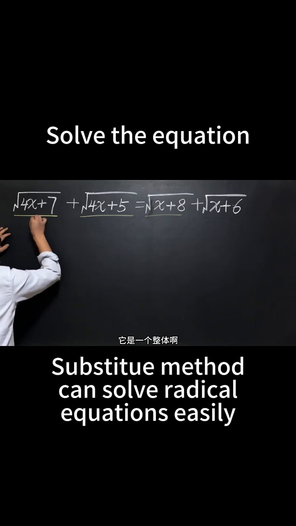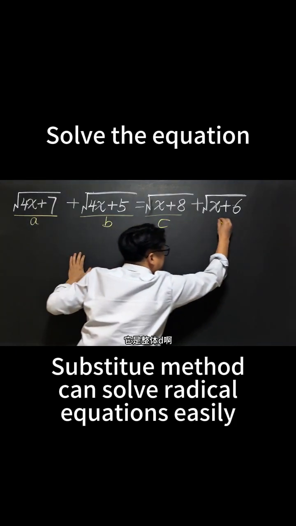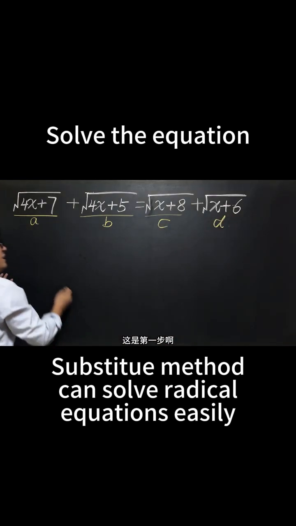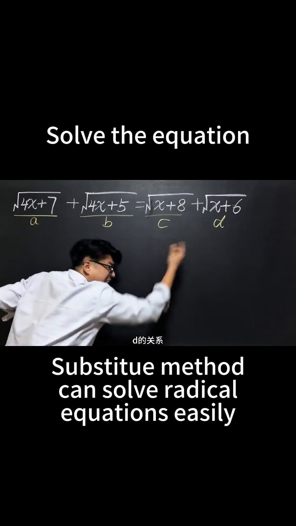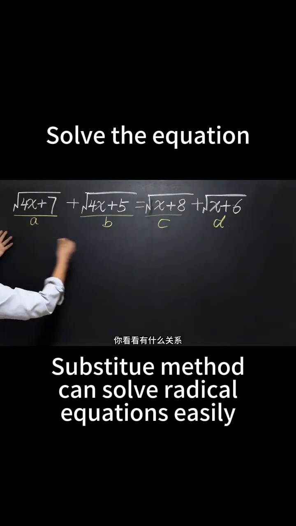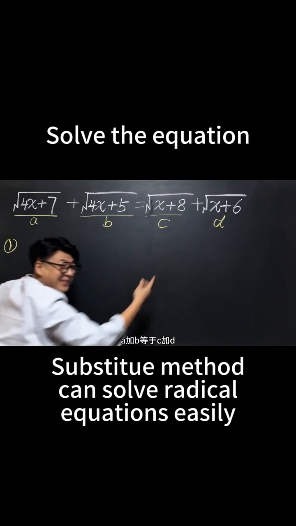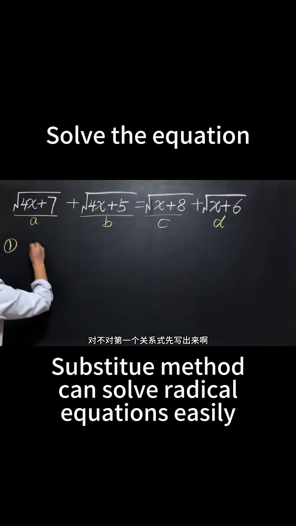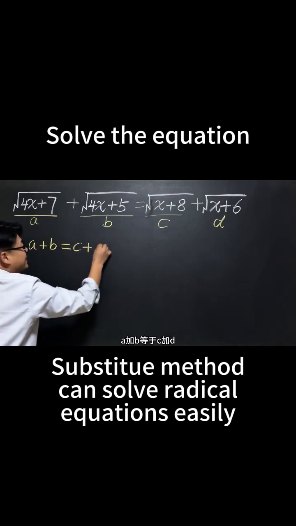With such a big chunk, treat it as a whole. The whole thing is A, it's a whole B, it's a whole C, it's a whole D. That's the first step. So what about the second step? The second step is to find the relationships between A, B, C, and D. Look for any connections. The first relationship is that A plus B equals C plus D. This is given directly in the original problem, right? The first relationship, write it down first. A plus B equals C plus D.